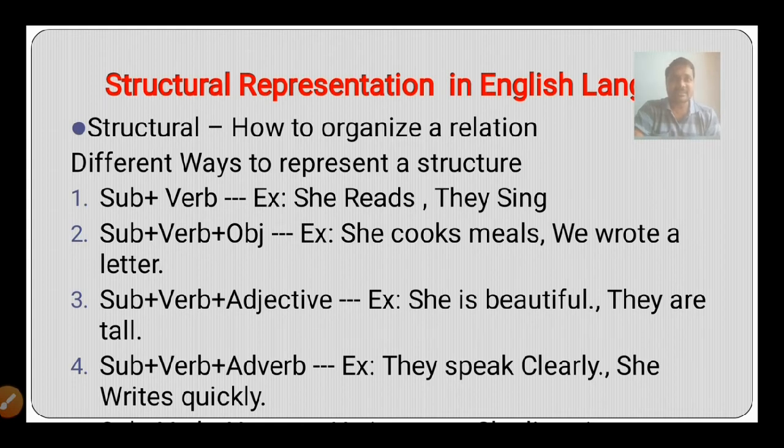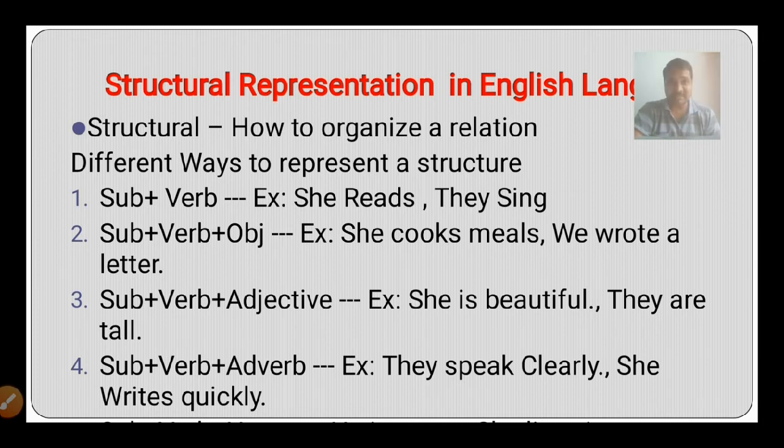You can see the examples, and based upon your requirement and the way we are going to send the information, we choose the structure and forward the data. That is, based on what we want to say, we follow a structure and pass our information using it. That's nothing but the organizing relation in the English language. So you can see some of the examples here.